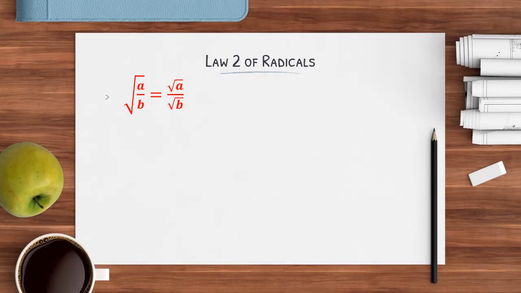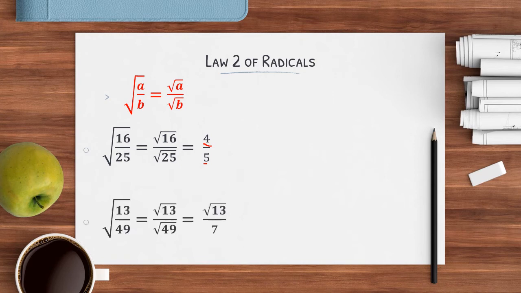Next, we have law 2 of radicals. As you can see, we have the square root of a divided by b is equal to square root of a divided by square root of b. For example, we have square root of 16 all over 25 is equal to square root of 16 all over square root of 25. The square root of 16 is 4 and the square root of 25 is 5. So the answer is 4 all over 5.